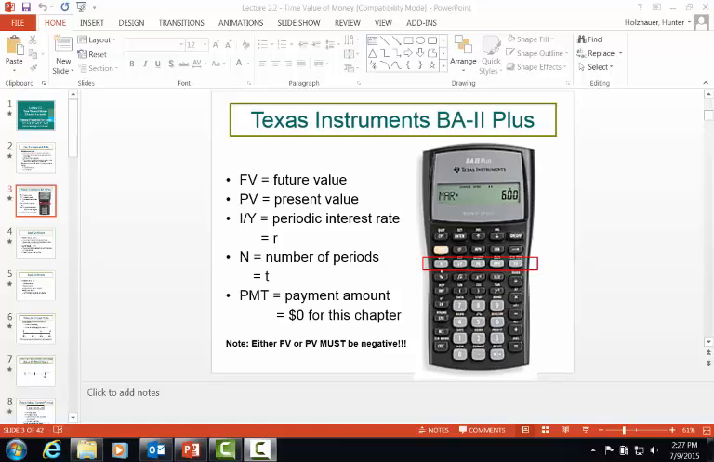Either way, even if you didn't understand what I just said, just remember that you're going to get an error if you don't have at least either the future value or the present value as a negative number.